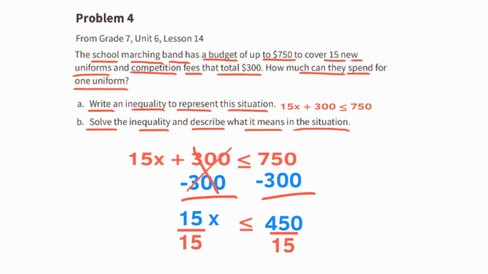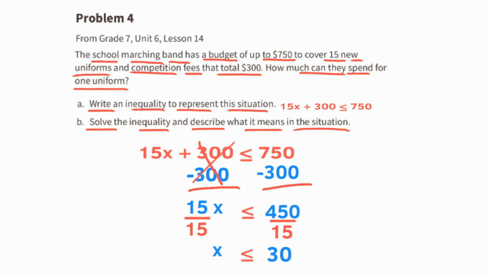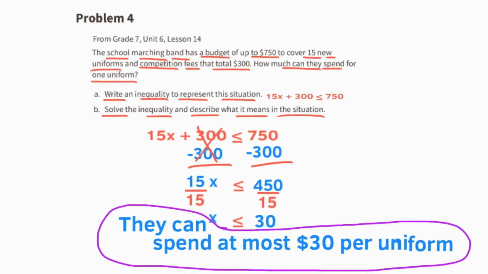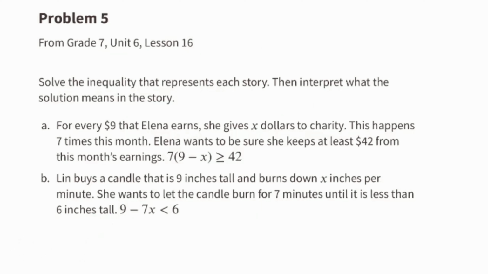Now we need to divide both sides by 15. Now the inequality reads x is less than or equal to 30. This means that they can spend at most $30 per uniform. Problem 5 from 7th grade, Unit 6, Lesson 16.